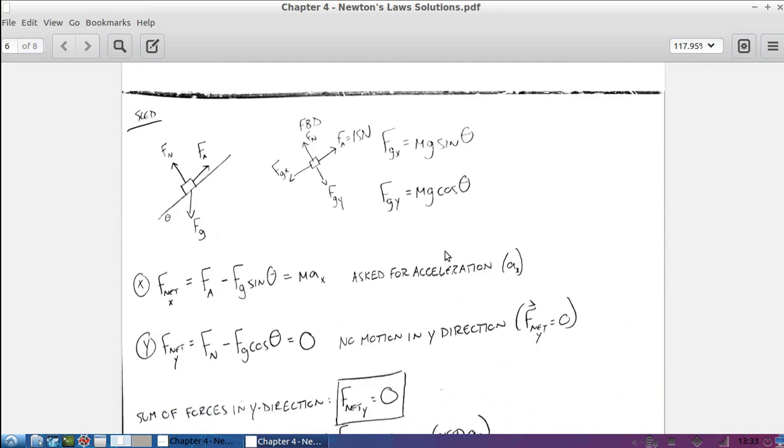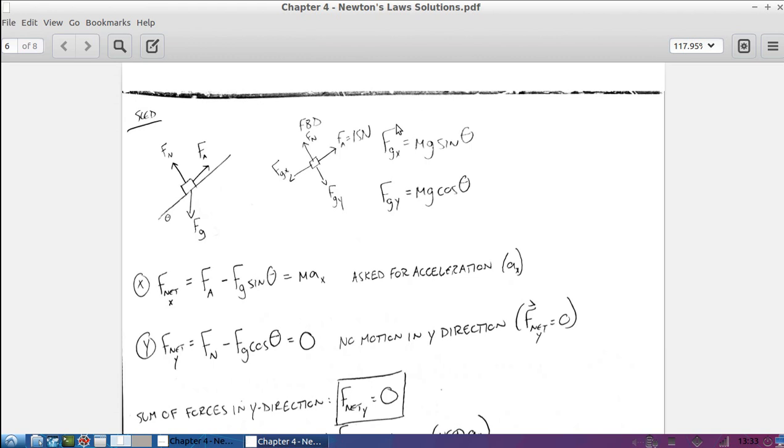So now on to our sled problem. We've got our free body diagram. We've got the normal force. We've got the force due to gravity in the y direction, force due to gravity in the x direction. We've got a fourth force now, the applied force up the incline. So you're pulling the sled up the incline with a 15 Newton force.